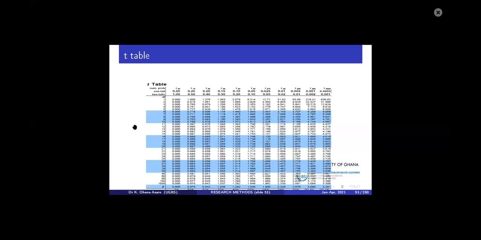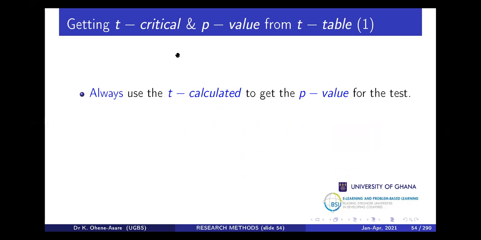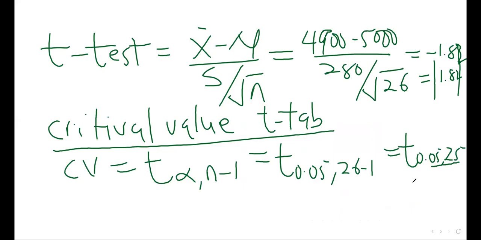So with that in mind, 2.06. You go to your answer there and write it equal to 2.06. So our critical value is 2.06, and our calculated value is 1.82 in absolute terms. Now let me tell you, decision time. Once you've gotten your calculated value, 1.82, and you've also gotten your tabulated value, the critical value, which is 2.06, you compare. And this is a decision rule.